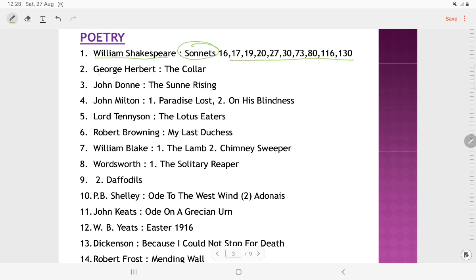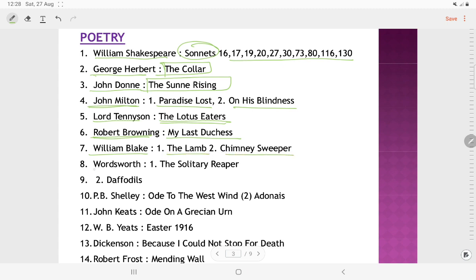Here numbers are mentioned. And the metaphysical poet George Herbert, his very famous poem The Collar. And the father of metaphysical poetry John Donne, his famous poem The Sun Rising. And the blind poet John Milton. Here is Paradise Lost, and On His Blindness is a short poem. And the Victorian poet Lord Tennyson, his very beautiful poem The Lotus Eaters. And again Robert Browning, who is also a Victorian poet, his famous poem My Last Duchess. And William Blake, precursor of romantic poetry, his famous poems The Lamb and The Chimney Sweeper.